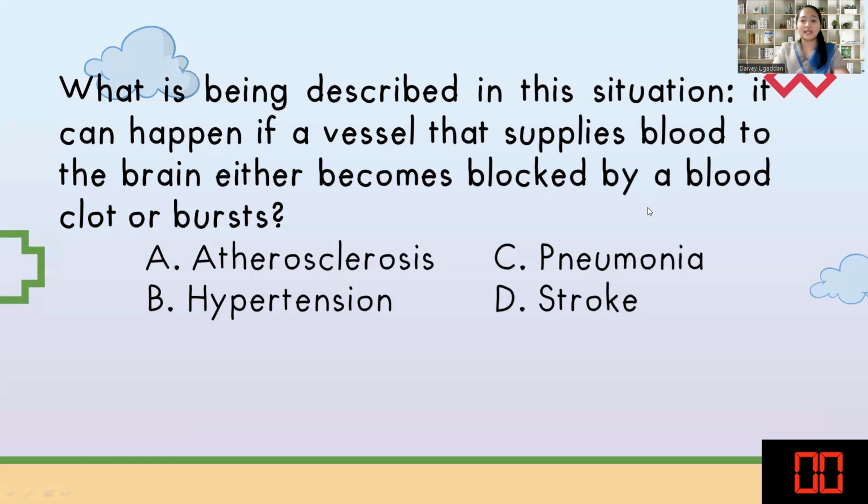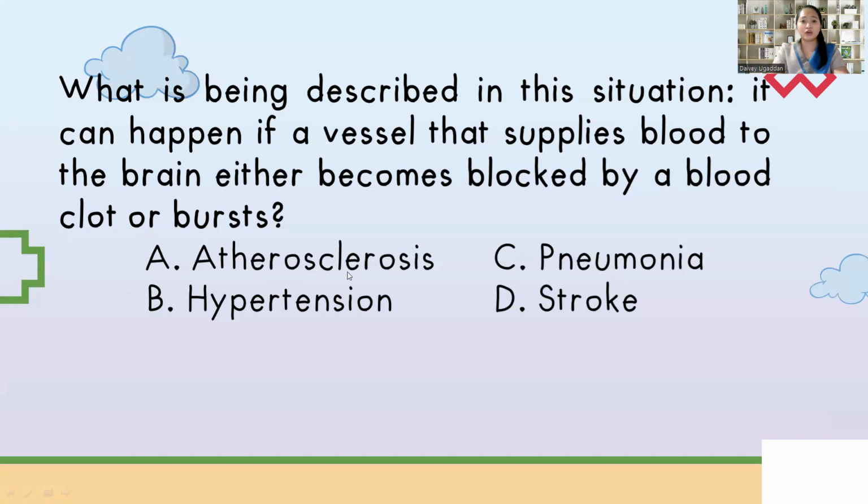Okay, so let us have the elimination method. So this question is actually a disease of the circulatory system. Among these 4 options, we can now eliminate letter C, pneumonia, because pneumonia is a disease of the respiratory system. Now, that leaves us with 3 options, A, B, and D.